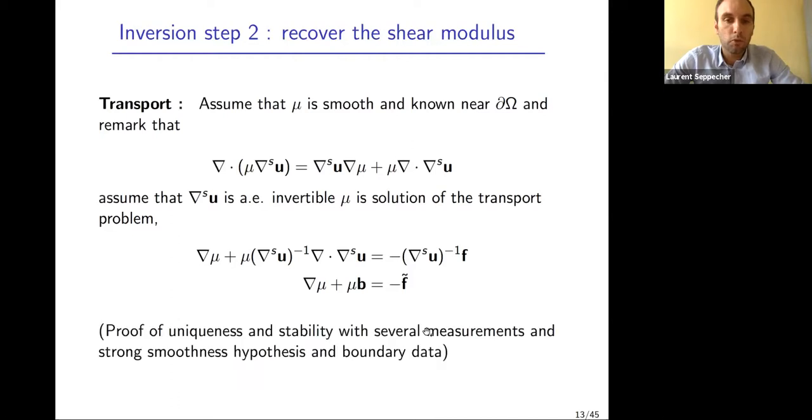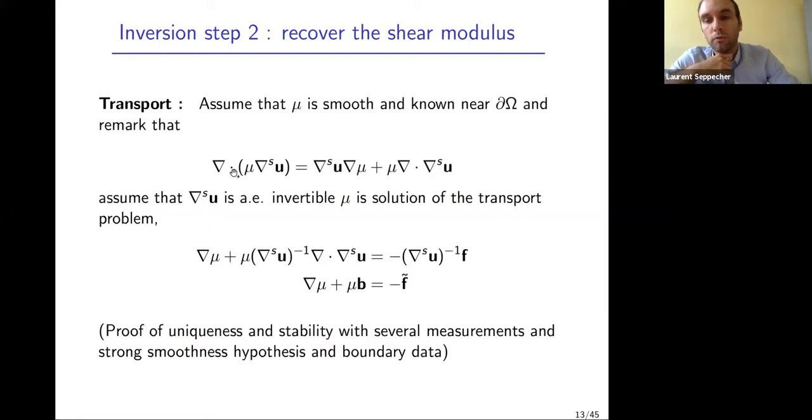The two problems of this approach are that you need several measurements to do the proof, and we think that one measurement would be enough in this equation to find the shear modulus. Also, you need strong smoothness hypotheses on the data. You also need boundary data. In practice, it's not easy to get this smoothness hypothesis because you have a discontinuous shear modulus. You also don't know the boundary data very well.